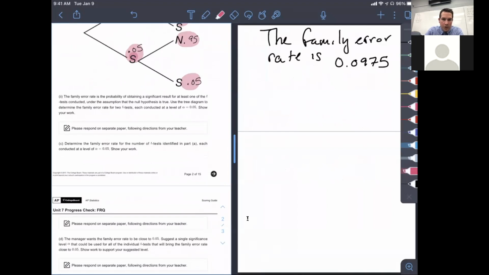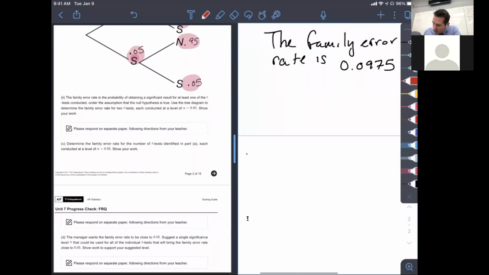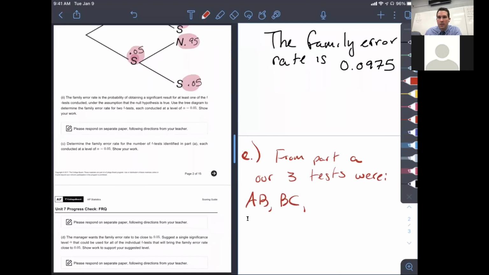Okay, that takes care of part 2. C, determine the family error rate of the number of t-tests identified in part A, each conducted at a level of alpha 0.05. Okay, so what this is asking you is saying in part A, we saw that there were 3 tests. So from part A, let's identify this. This is C, right? From part A, our 3 tests were AB, BC, and AC.